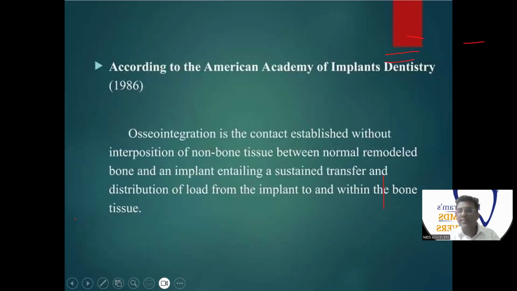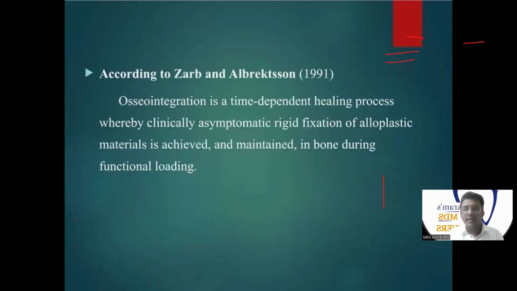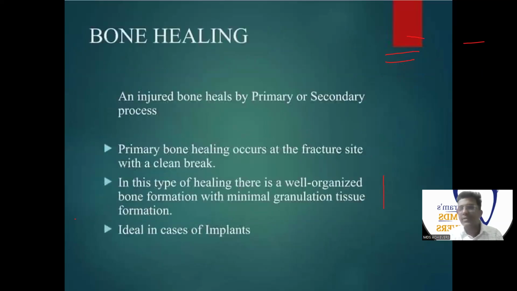According to the American Academy of Implant Dentistry, osseointegration is a contact established without interposition of non-bone tissue between normal remodeled bone and implant, entailing a sustained transfer and distribution of load from the implant to and within the bone tissue. But it is not actually required for you, and it is also not required according to Zarb and Albrektsson. For you, the Brånemark definition and the GPT definition are sufficient.